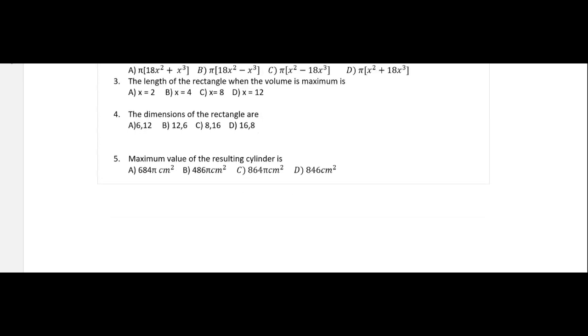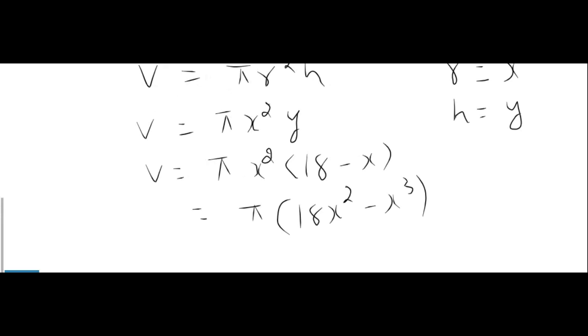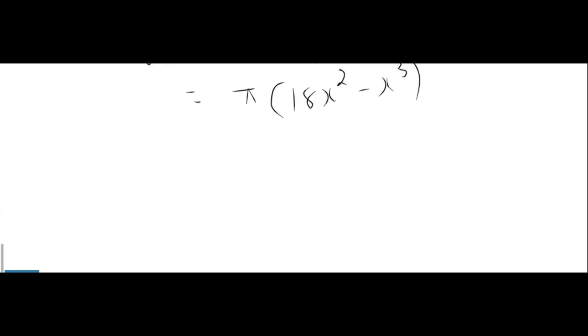Now coming to the third subdivision. The length of the rectangle when the volume is maximum is A, x is equal to 2, B, x is equal to 4, C, x is equal to 8, D, x is equal to 12. Now let us quickly solve this. We have found out the volume is equal to pi into 18x squared minus x cubed. So this is the volume of the resulting cylinder.